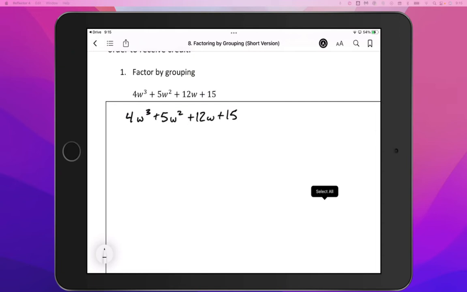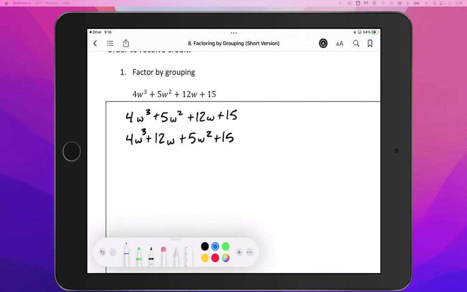And so one thing that I would choose to do on this first one is to put the 4 next to the 12 and put the 5 next to the 15, because 4 and 12 have a lot of common factors, and 5 and 15 have 5 in common. The other thing to recognize is that if you don't choose to do this the way that I just did and you just factor it by grouping the way that it was, you will come out with the same answer that I do, assuming that you do it correctly.